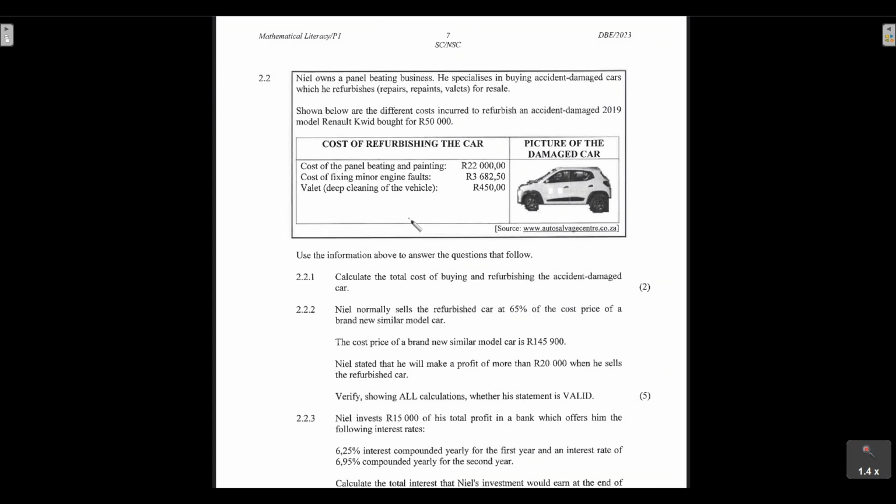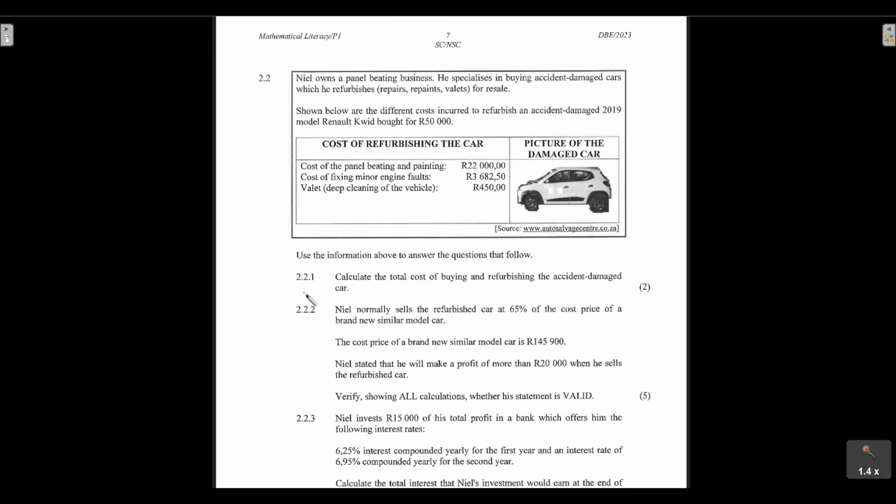We are given here the cost of refurbishing the car. The cost of panel beating and painting is 22,000. The cost of fixing the minor engine faults is 3,682 rand and 50 cents. The cost for the valet, which is the deep cleaning of the vehicle, is 450. This is the picture of the accident damaged 2019 Renault Kwid. We are told to use the information above to answer the questions that follow.